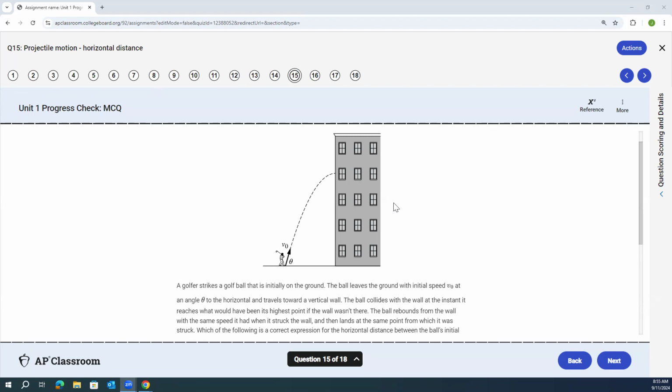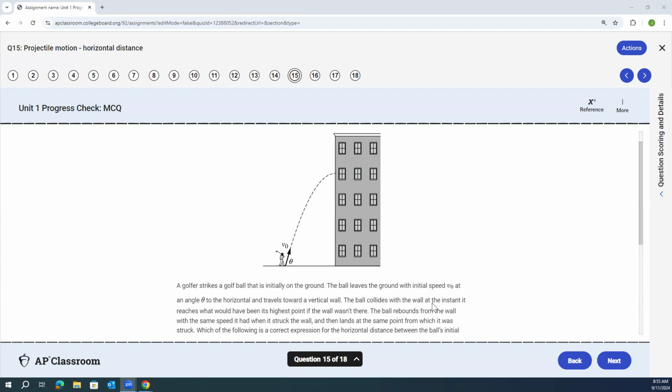So I want to help you guys think about this one and maybe give you a couple of hints. Okay. And so we've got a golfer who strikes a golf ball that is initially on the ground, just like that picture. The ball leaves the ground with initial speed v naught, which they have right there, so it's like the strike speed, at an angle theta relative to the horizontal. Ooh, that seems pretty in line with some projectile stuff you guys have seen the last few days. And travels toward a vertical wall. Oh, there's the vertical wall right there.